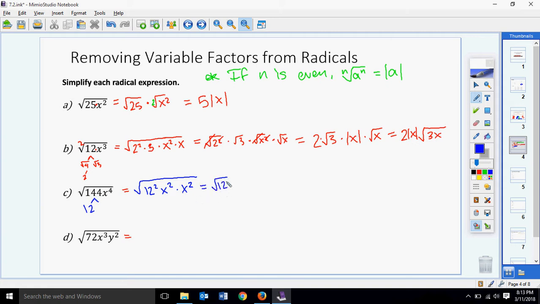So I have the square root of 12 squared times the square root of x squared times the square root of x squared again. My squares and my square roots cancel, so I'm left with 12 times the absolute value of x times the absolute value of x. And what I get is 12x squared. This is like x times x, so I get x squared.